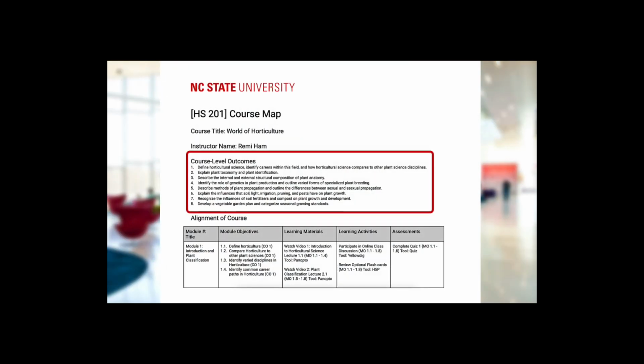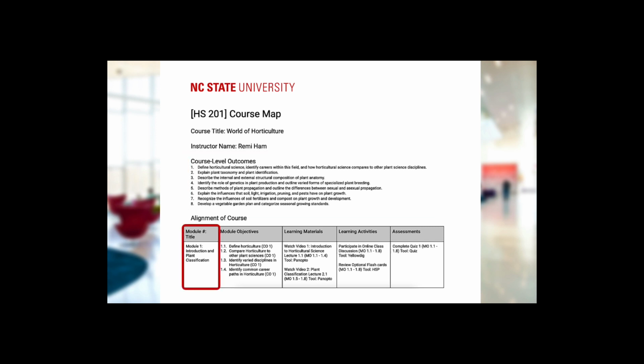At the top, you'll want to list the course objectives, the things students will be able to do upon successful completion of your course. In the body, you'll list your modules or topics, however you structure the concepts in your course. Next, you'll note the learning objectives for each module and how they align with the course objectives. See the parentheses at the end of each module objective? This numbering system is how the instructor is noting how the module objective aligns with a course objective.